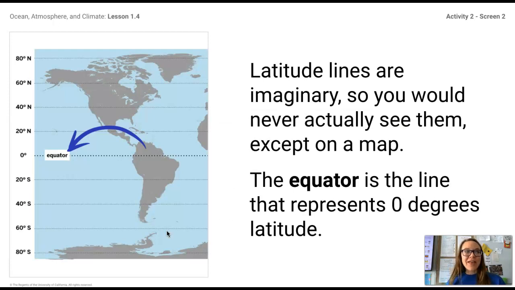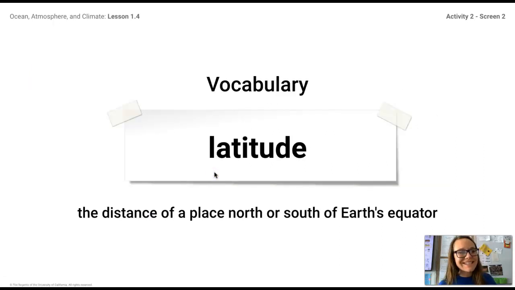Next, we're going to talk about the latitude lines that are on this. So how did we see that equator? How do we know that that's there? So as we look at these latitude lines, we get to the vocabulary word, latitude: the distance of a place north or south of the Earth's equator. So latitude is that distance that we're looking at.